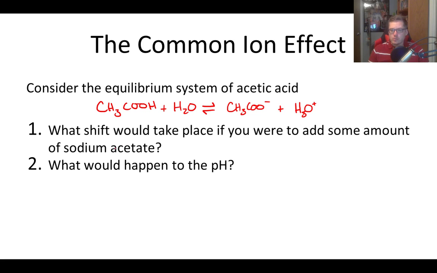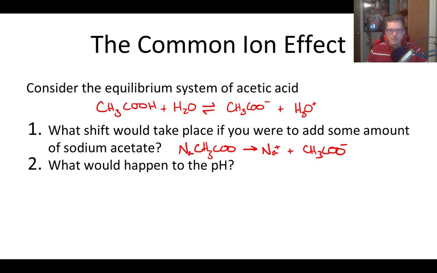Now it says, what shift would take place if you were to add some amount of sodium acetate? Well, we know sodium acetate looks like this. It's sodium with CH3COO. If we put that in solution, we know it's soluble, and so that means it's going to dissociate. It's going to form sodium ion and acetate.